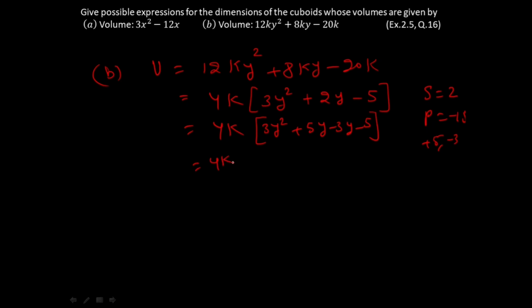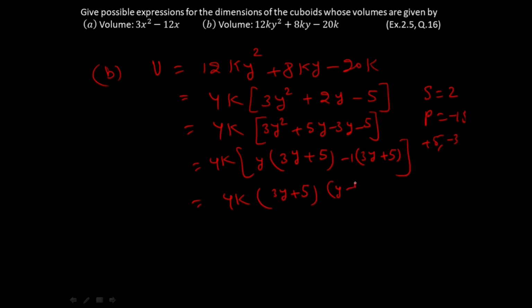Now next, 4k. What is common in these two? Only y. The pending part is 3y plus 5. Here is 5 only. And what is common here? Negative 1. The remaining part is 3y plus 5. We have 4k. Here what is common in these two? 3y plus 5, and here is y minus 1. So this whole volume is equal to 4 times k times 3y plus 5 times y minus 1.